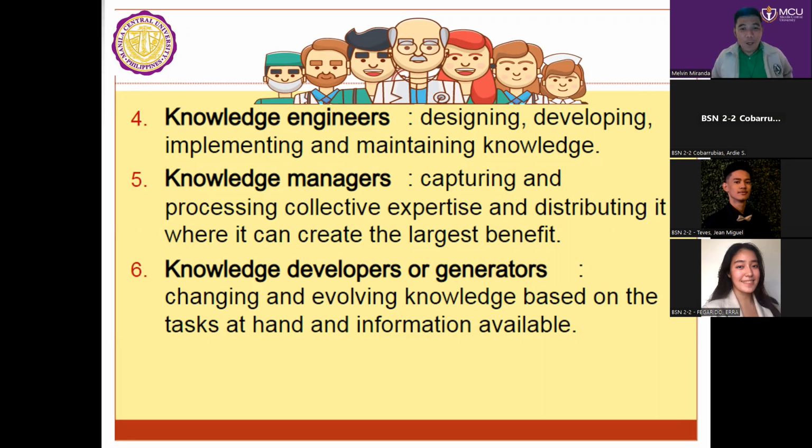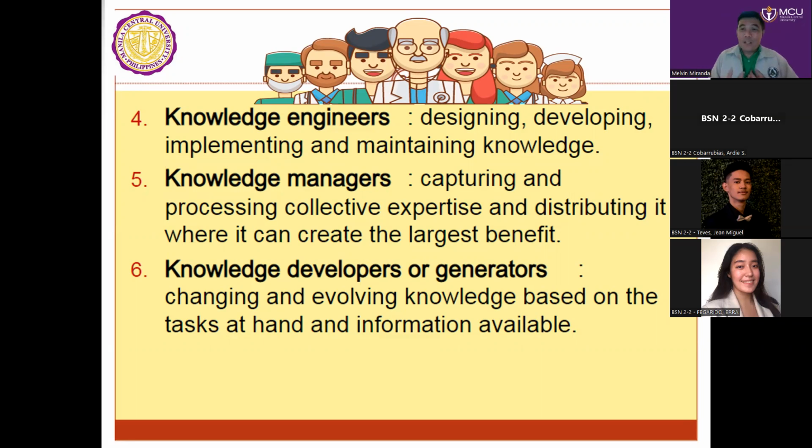Next, knowledge developers or generators. So sir, what's the difference between knowledge engineers and knowledge developers? Knowledge engineers are about designing, okay? She will be in charge of doing the framework so that it will help the community. When we mention knowledge developers or generators, the key terms are changing and evolving knowledge. When we say changing and evolving knowledge, we are now considering what the knowledge engineers have designed, which will now be developed for full implementation.